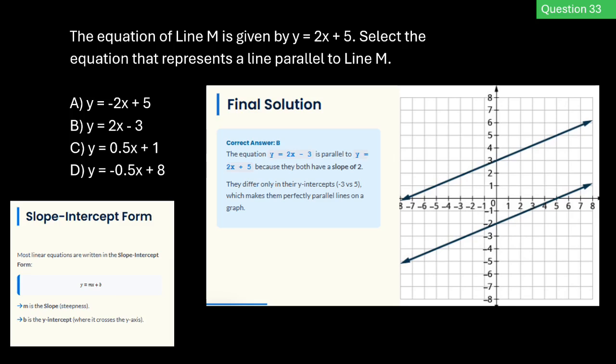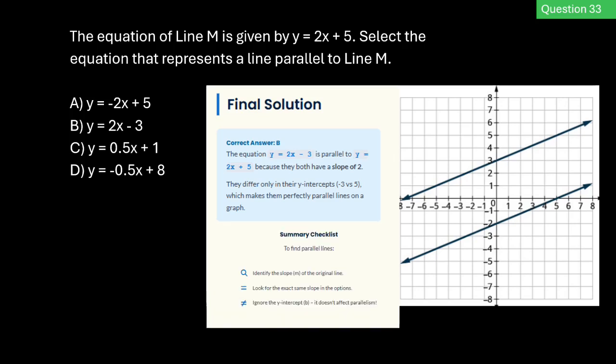So in summary, finding a parallel line is all about checking for visual symmetry in the math. You isolate the slope of your primary line and you find its twin in the answer choices. Option B matches our target slope of 2, so option B is our correct answer.